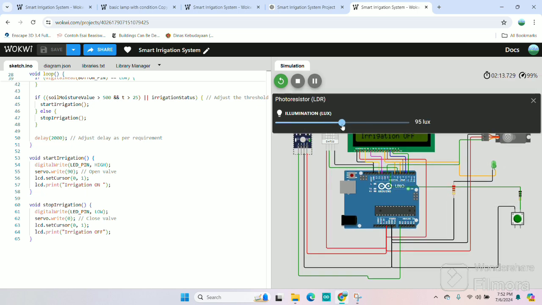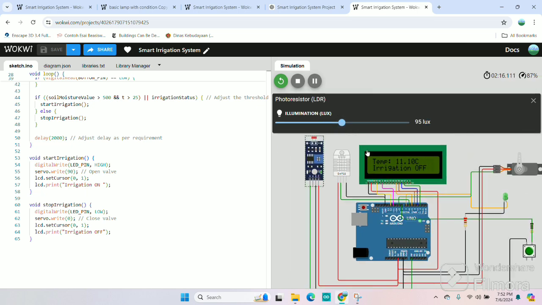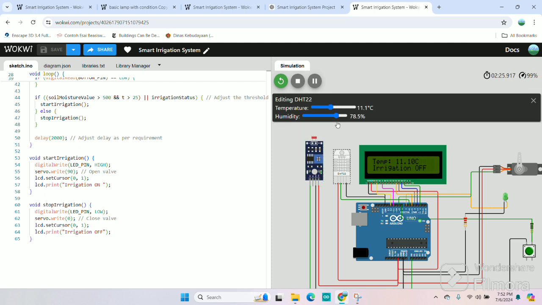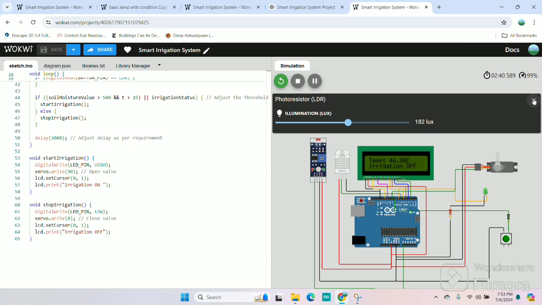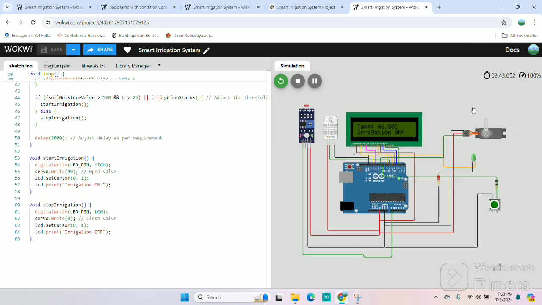And then I will try again, to help you understand the system more. Decrease it and see what will happen. And decrease and also increase the temperature. It's on. And I try to adjust. Okay, it's off.